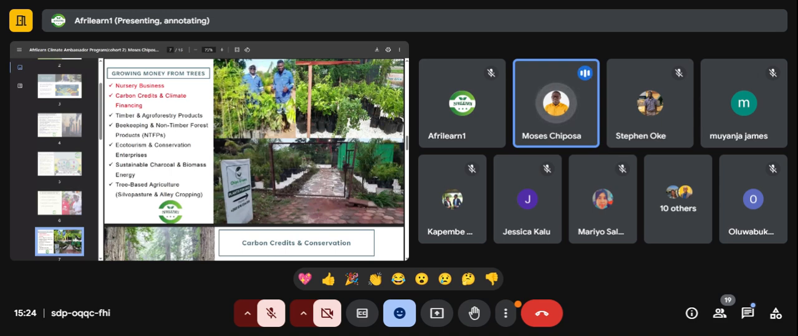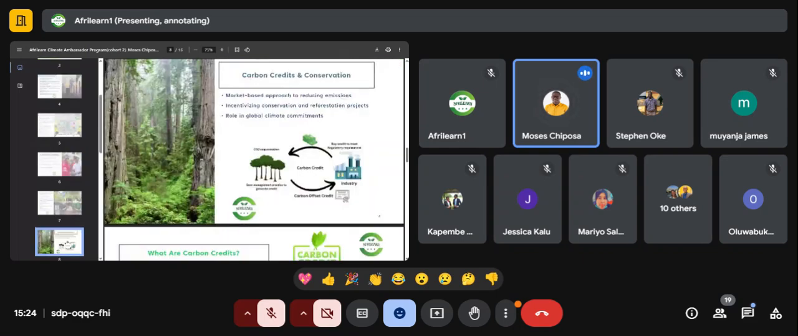So you can actually fight climate change while growing money from trees. This is the most interesting aspect. In your process of fighting climate change, you can also make money. That is what we meant by saying growing money from trees. Very interesting and as simple as that. We can move on to carbon credits and conservation.